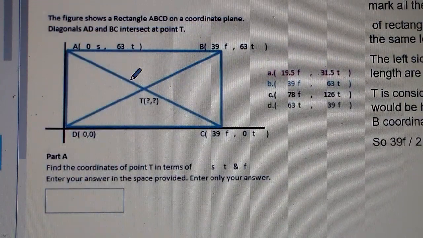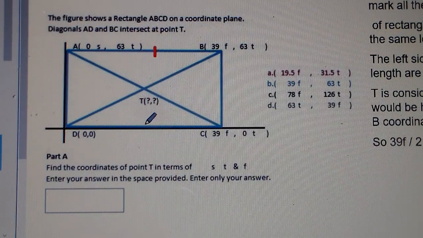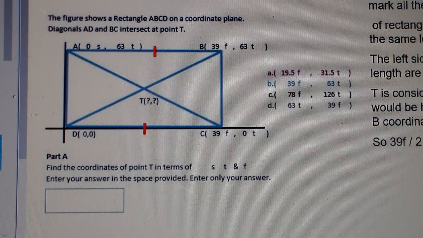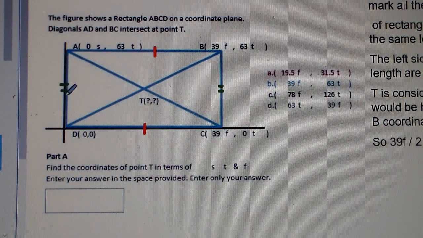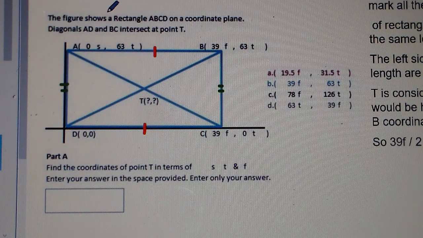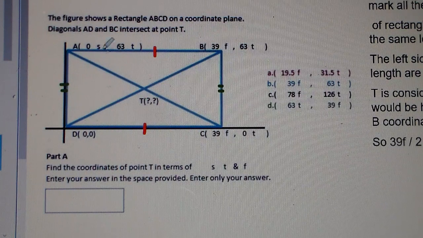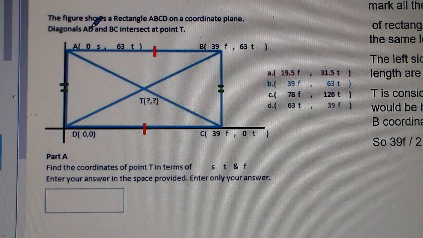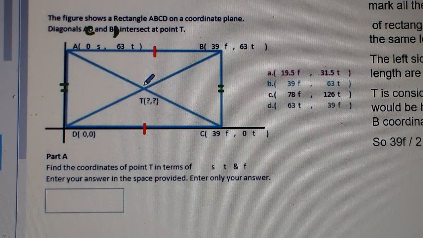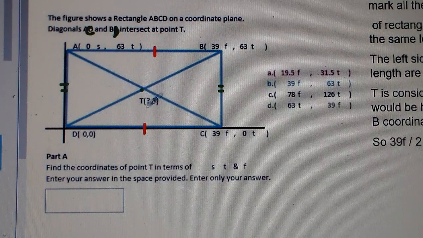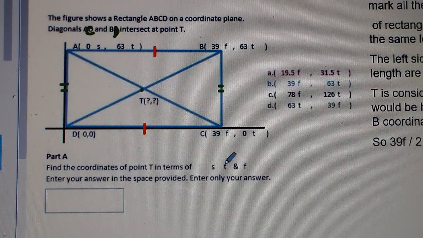Alright, on to the next one here. We have a rectangle. Well, what do you know about rectangles? Well, you know the top length is the same as the bottom length, and the length on the right hand side is the same length as the length on the left hand side. So the figure shows a rectangle ABCD on the coordinate plane. Diagonals AC and BD intersect at point T. So those two diagonals cross each other at point T. Our goal is to find the coordinates of point T in terms of S, T, and F.